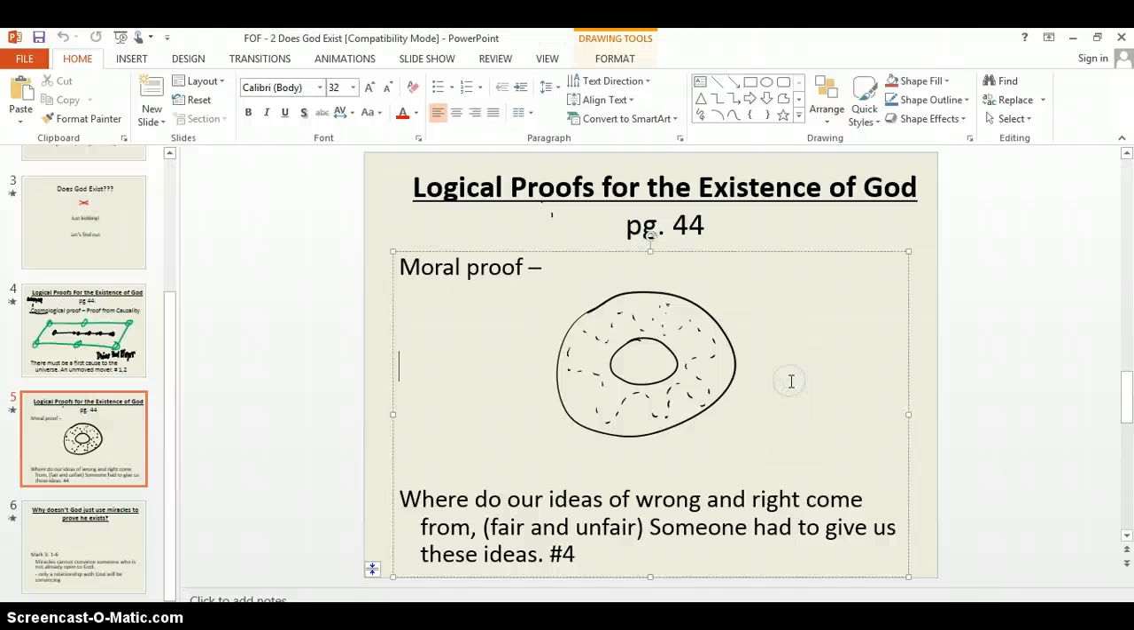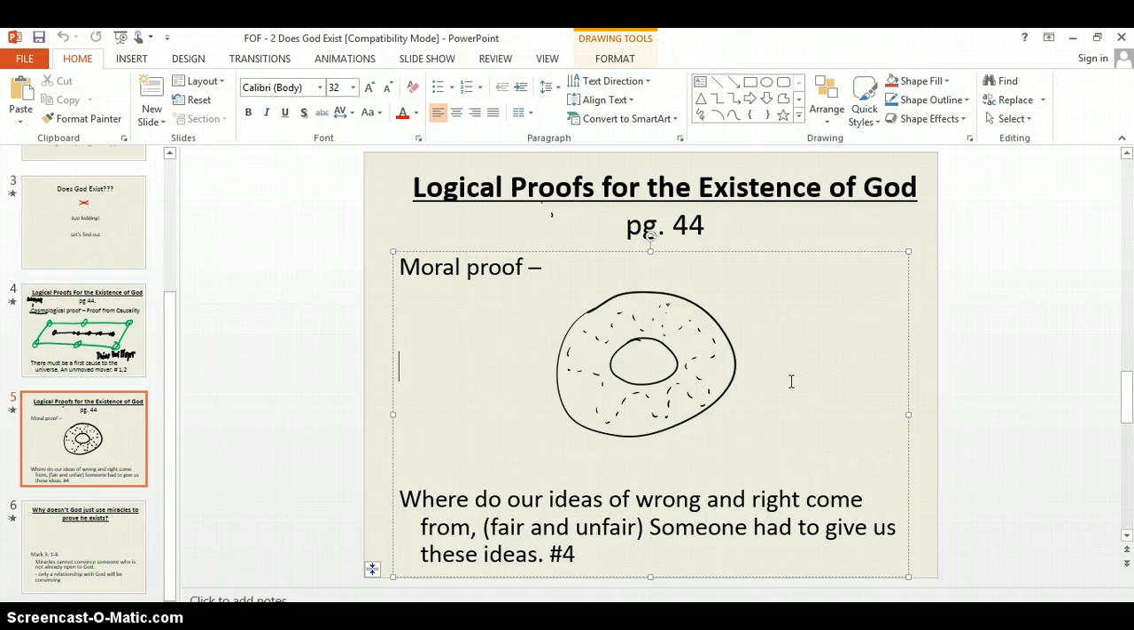The moral proof you can also read about in the C.S. Lewis homework that we had. Basically, it asks, why do we look at the world and think that certain things are fair, certain things are unfair, certain things are right, certain things are wrong? Why don't we just look at them and think, well, I don't like that, or that doesn't suit me?